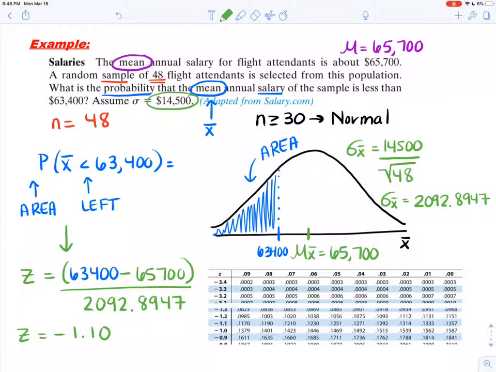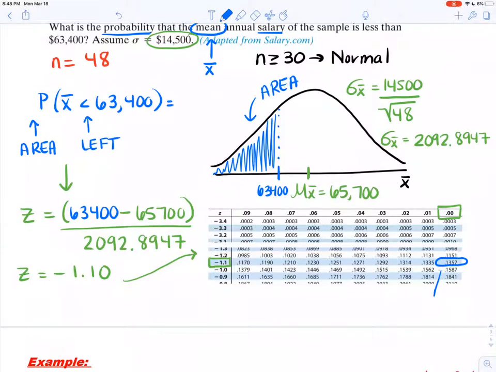Now, the whole point of a z-score is to be able to go to my table. So I'm going to take this z-score to my table. Here's negative 1.1, 0 in the second decimal place. And that's corresponding to an area of 0.1357. So what I want to remember about my table is that it always gives me an area to the left. If that's what I want, then I'm finished. If I want an area to the right, I would of course have to subtract from 1.